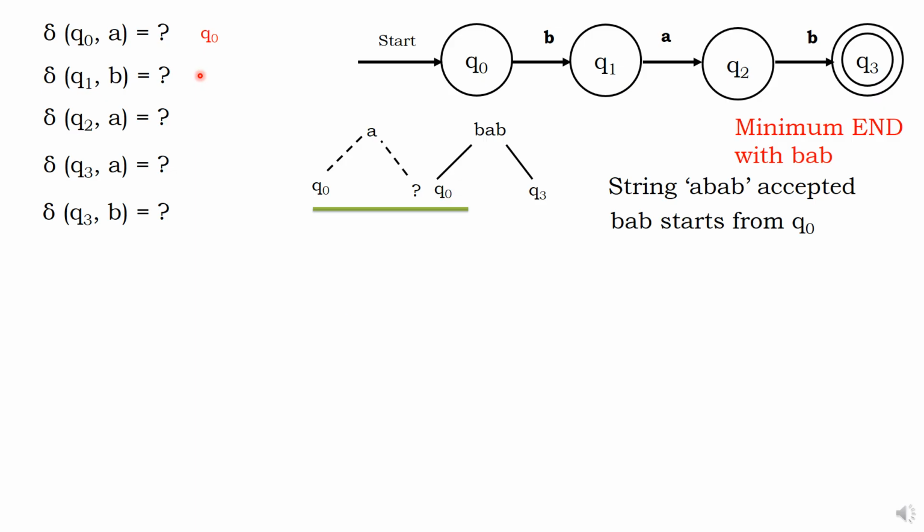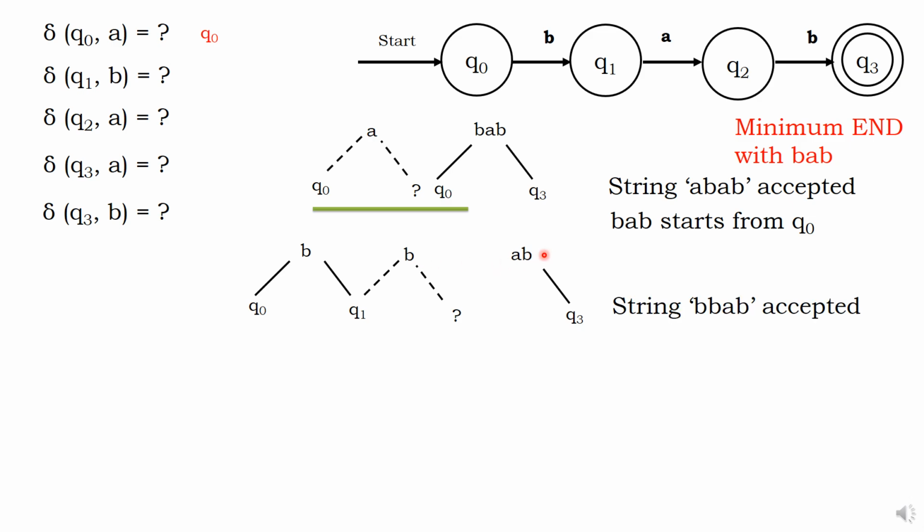Next, Q1, B, dotted line, what happened? Before Q1, B. Before that, it is Q0. After Q1, AB. After AB, who is next? Q3. Now try to tell the whole string. BBAB. Is it ending with BAB? Yes, sir. Accepted. If it is accepted, this AB is this AB. Who is next? Q3. Who is before Q1? So obviously it should be Q1. So this is the requirement. So in this place it should be Q1.